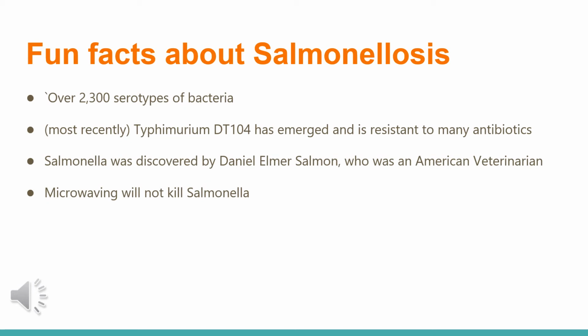So some fun facts about salmonellosis are there are over 2,300 serotypes of the bacteria. Typhimurium and Enteritidis are the most common in the U.S. They account for half of all human infections. Very recently, Typhimurium DT104 has emerged, and scientists have found that it's very resistant to many antibiotics.